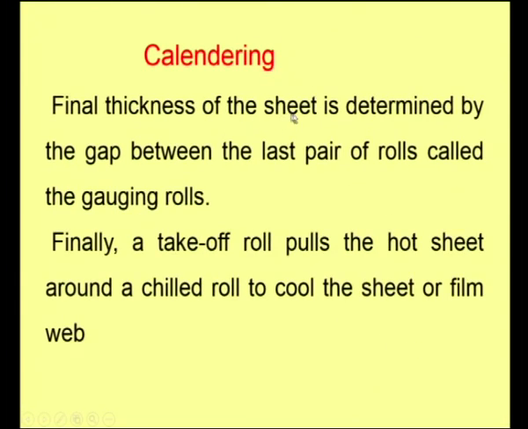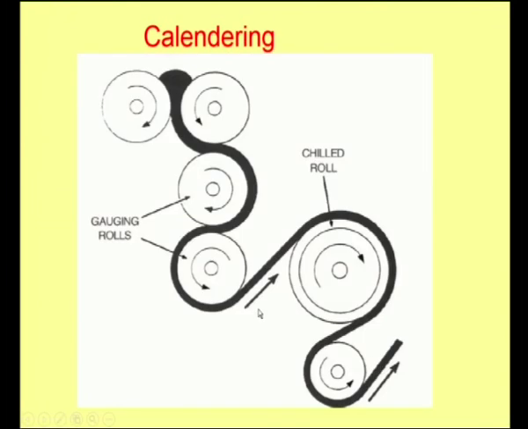The final thickness of the sheet is determined by the gap between the last pair of rolls, called the gauging rolls. Finally, a take off roll pulls the hot sheet around a chilled roll to cool the sheet or the film web. So this is a typical scheme for a calendaring process. Now you can see a plastic bank is formed between the nip of these two rolls. These are all stainless steel cylinder rolls available in different shapes. Now it will pass through a series of rollers like this, and each and every roll has specific functions.